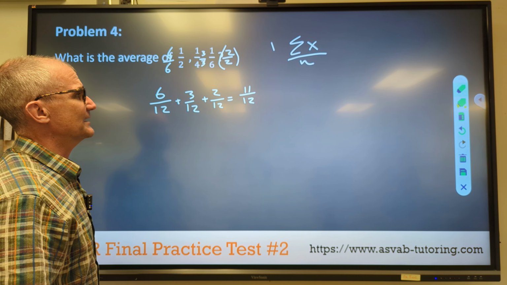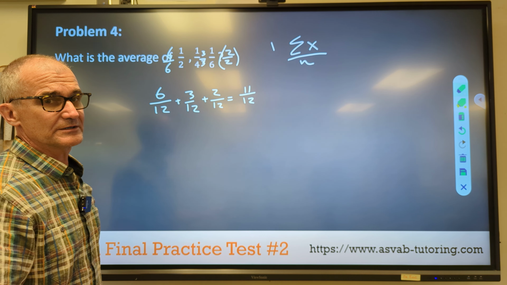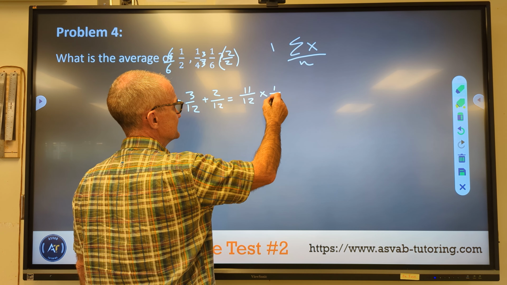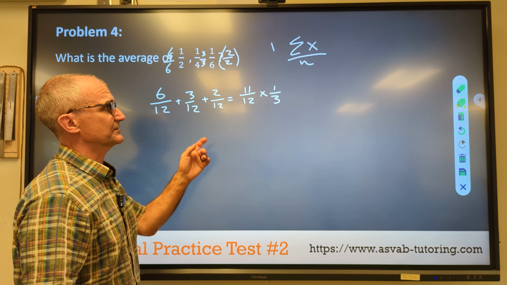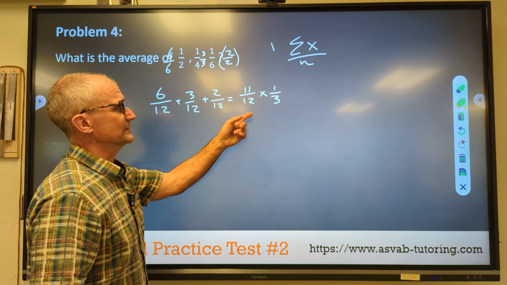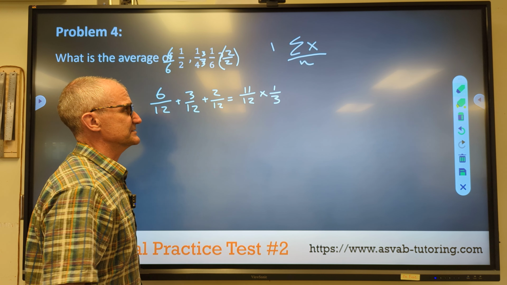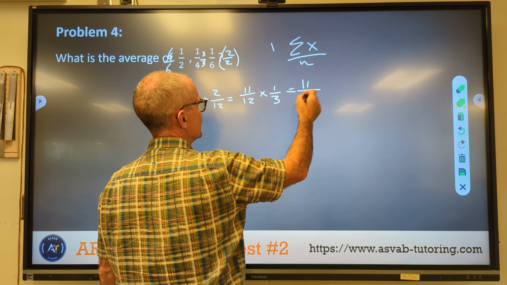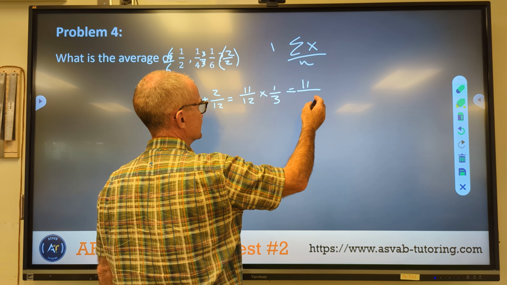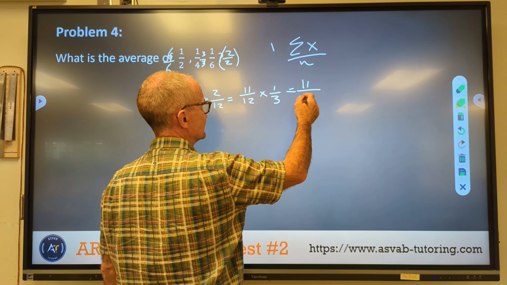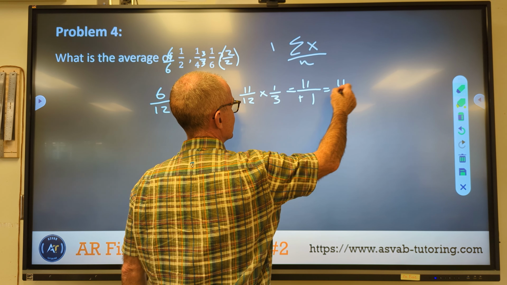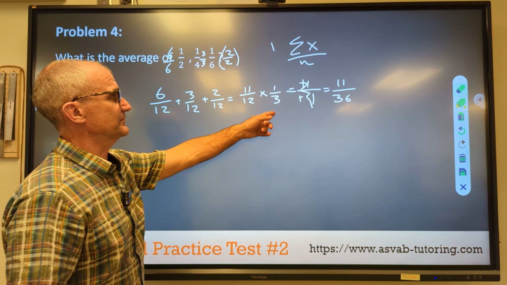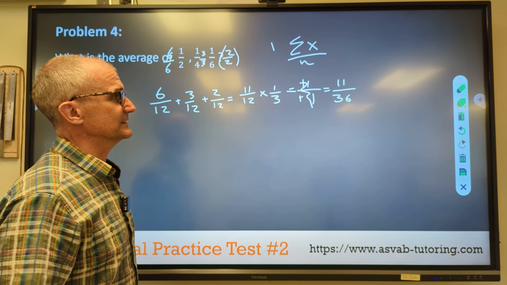Now I have to divide that by 3, or same thing as multiplying by a third. That's the same thing as dividing, right? 11 twelfths divided by 3 is the same thing as multiplying by the reciprocal. Nothing's going to cancel. That's going to give me 11/36. Equal to 11 over 36. 12 times 3 is 36, 11 times 1.